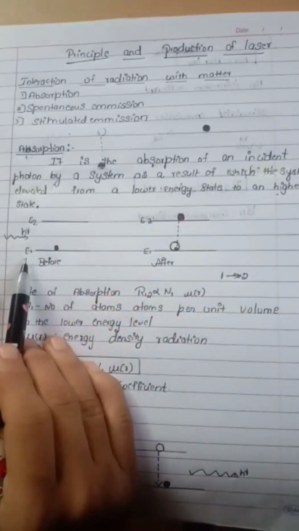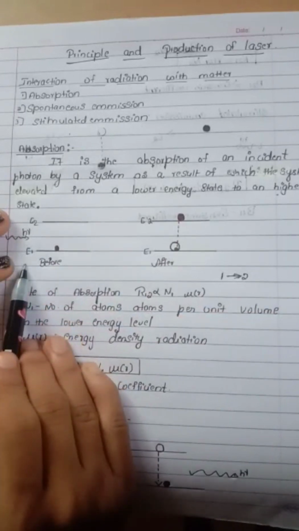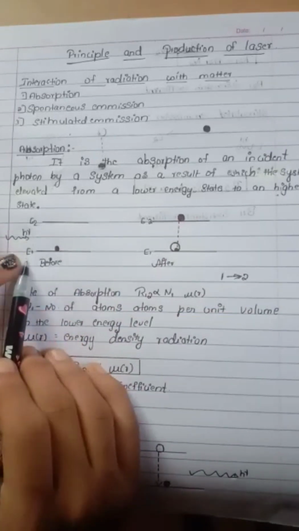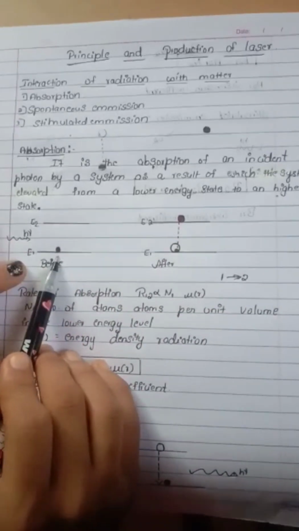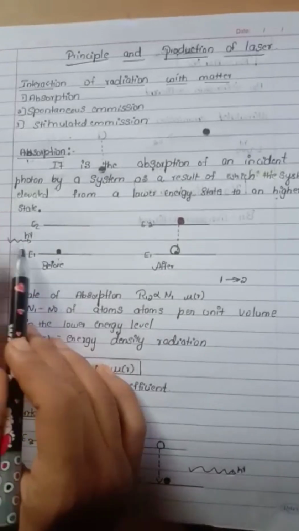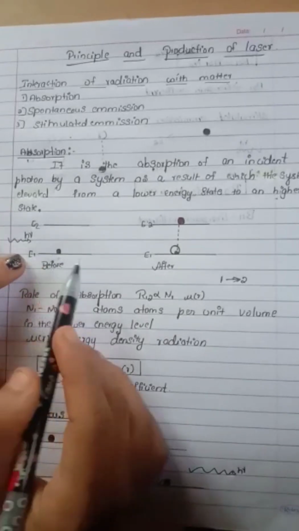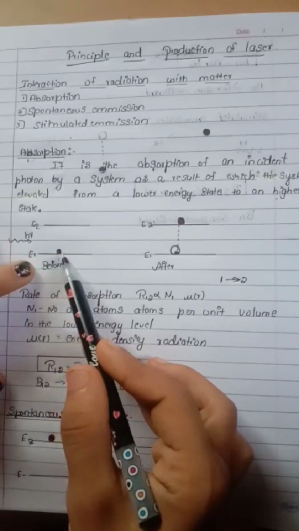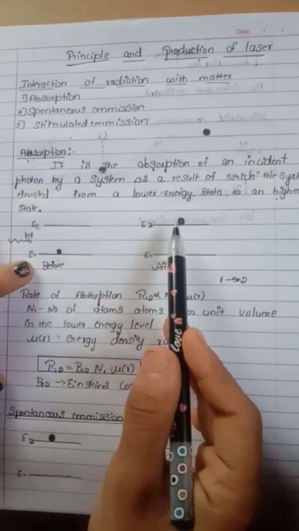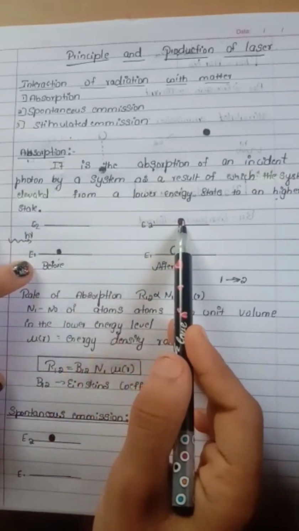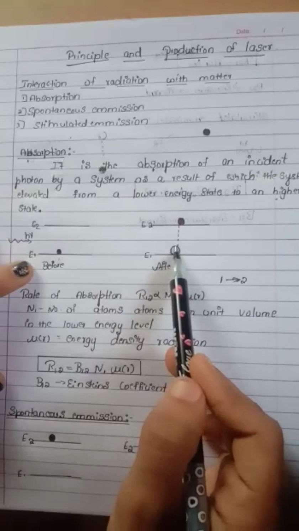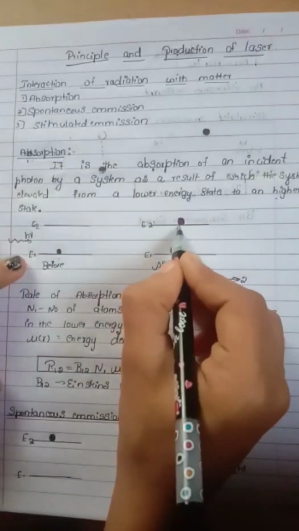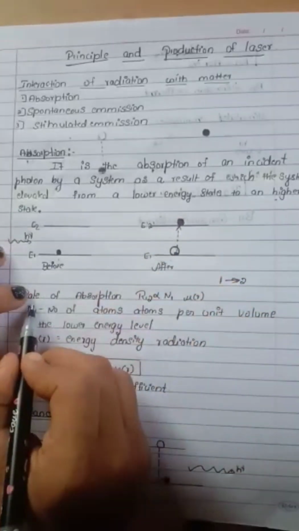As you can see in the diagram, E1 and E2 are the two energy levels. One photon passes through these energy levels, and the atom present in the energy level E1 jumps to E2. Hence its energy increases. E1 will be vacant, meaning nothing is there in E1, as it is jumping from E1 to E2.